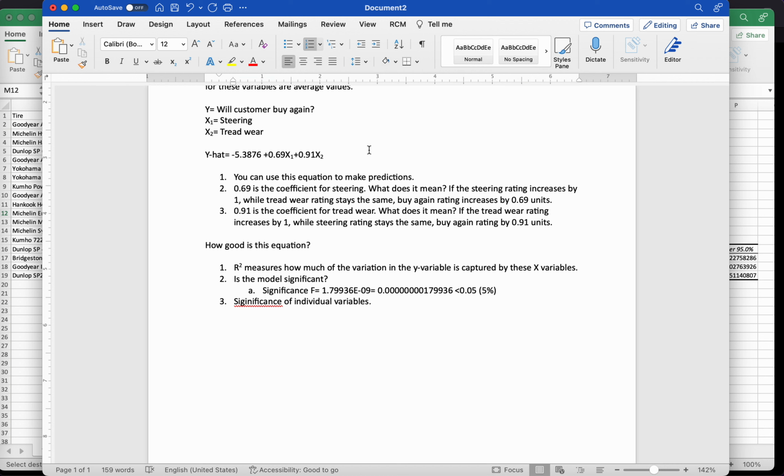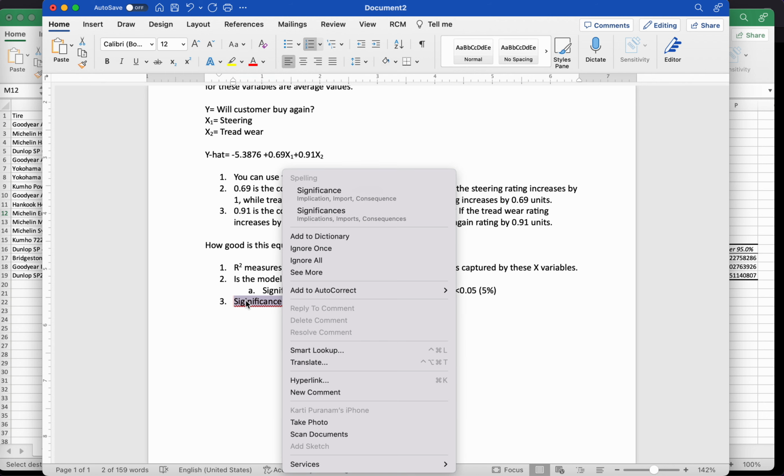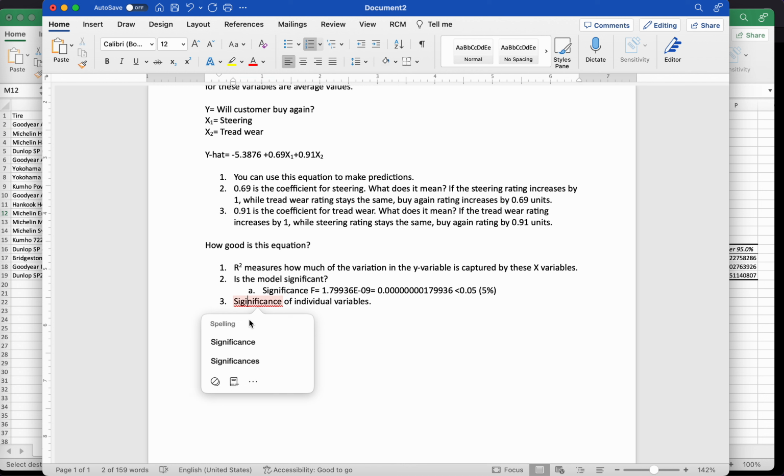I'm not spelling significance wrong all the time. Wait, is this wrong? Significance. Why was the second I right? Significance. So, significance of individual variables.